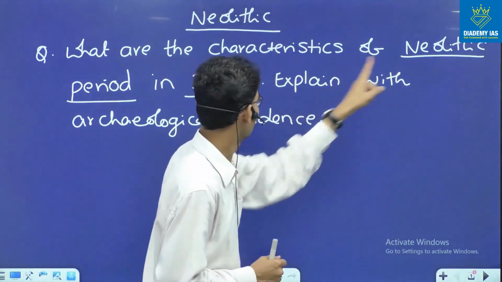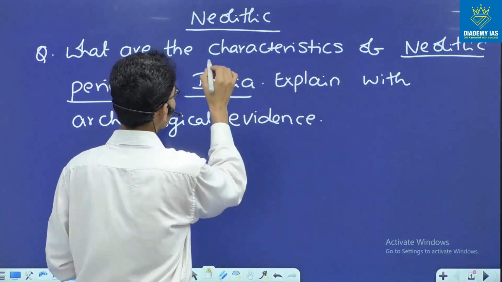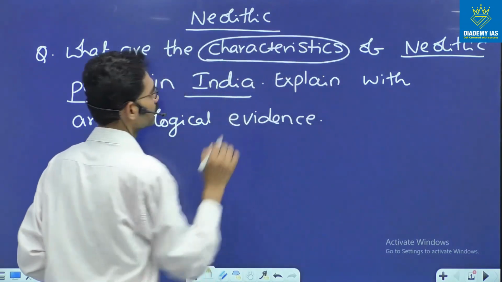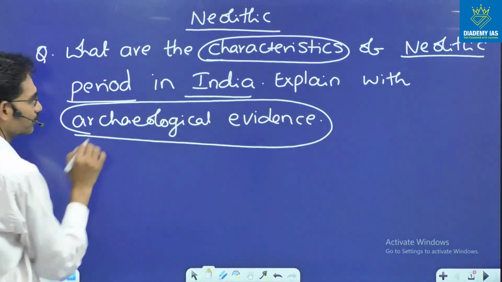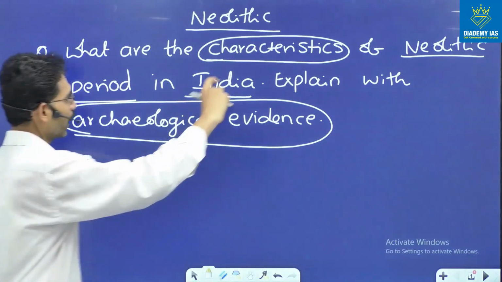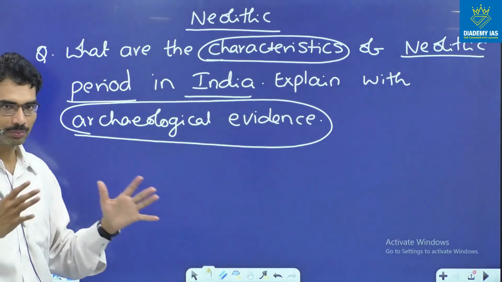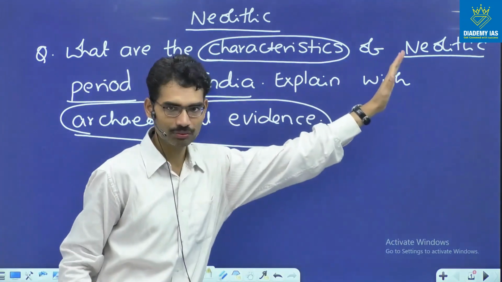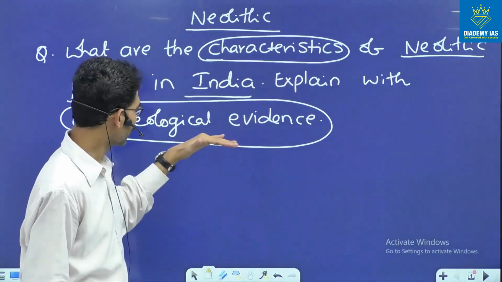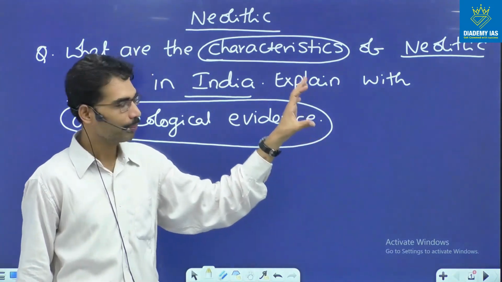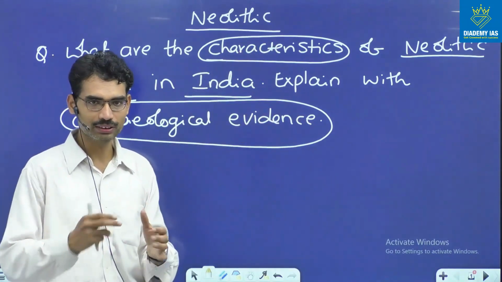Then you underline the phrases. It is mainly talking about the Neolithic period, India, and characteristics. Now you have to develop the answer with these two subtopics, or parts. One part is about the characteristics of the Neolithic period, the second is archaeological evidence. But how you design it depends completely on the student's way of writing.